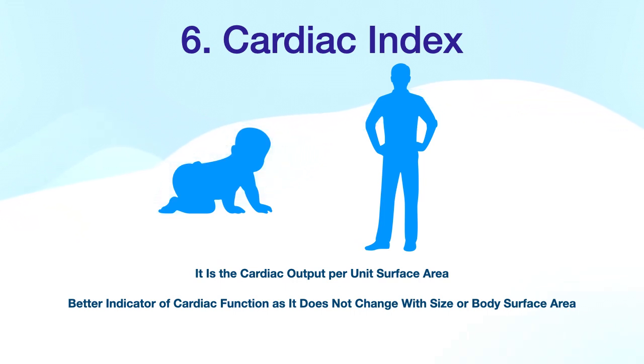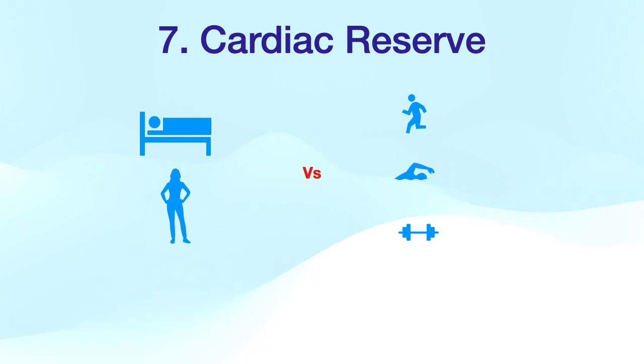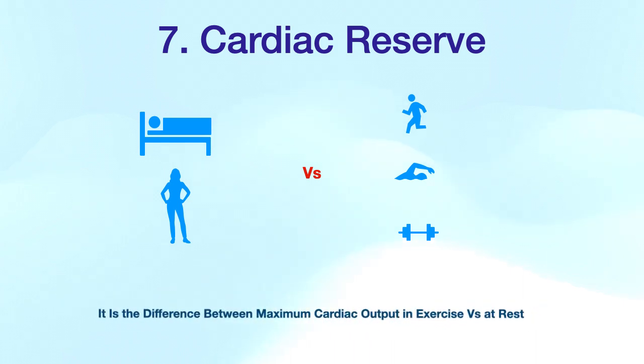The cardiac reserve: let us say you compare your cardiac output when you are sleeping or in a resting position like standing, with a position like exercise, such as strength training, aerobic or anaerobic exercises. We can compare the maximum cardiac output in both these, and the difference between the maximum cardiac output in exercise versus at rest becomes your cardiac reserve. When you exercise regularly, your cardiac reserve improves.